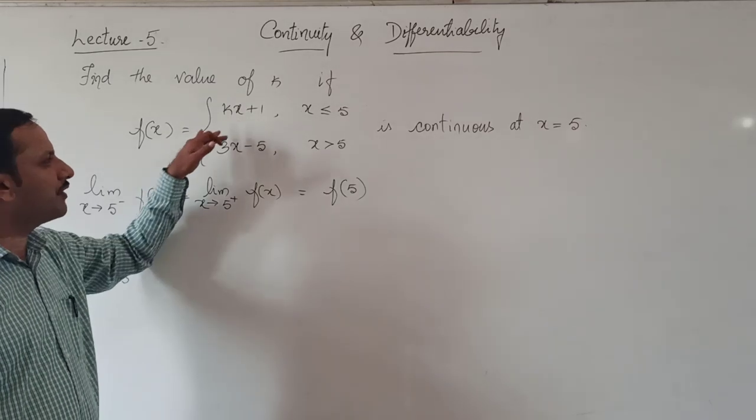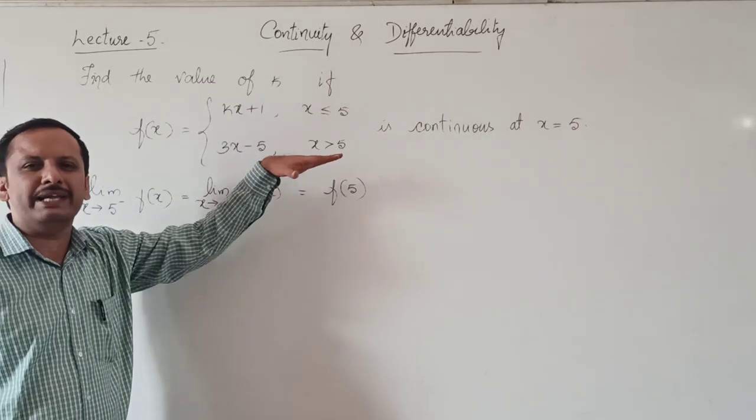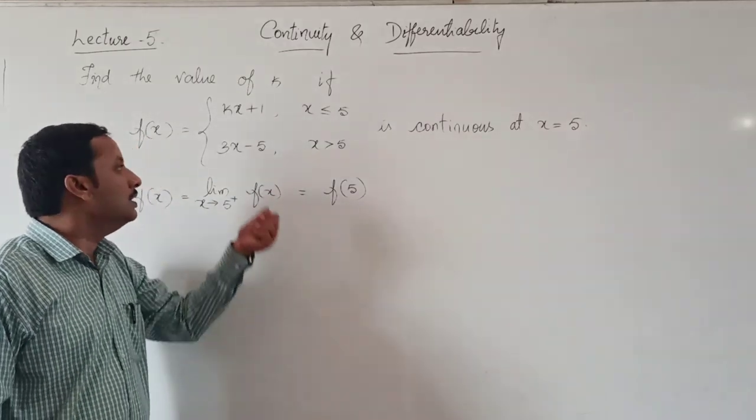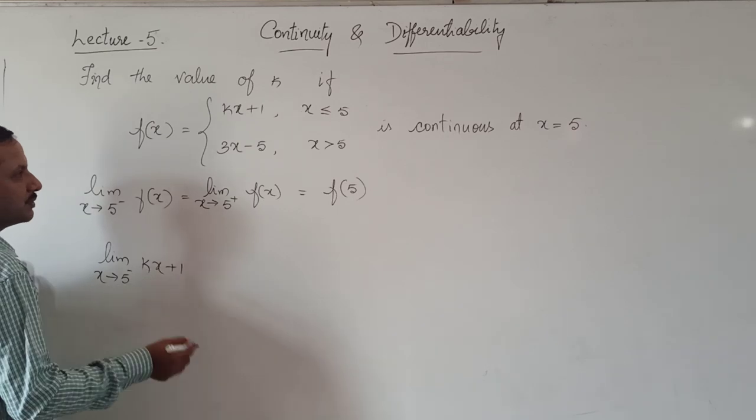So now limit x tends to 5 minus f of x. X is approaching 5 from left side. When x approaches 5 from left side, it means x is less than 5. So when x is less than 5, the function is defined as kx plus 1.